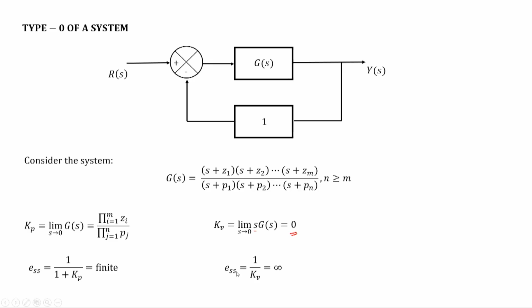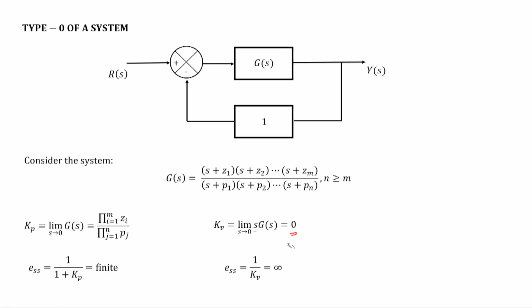For a type 0 system, when you give a step input as reference, it can follow it, but there will be an error between the two. It will not be exactly equal to the reference signal. In case of a ramp reference input, the error is infinity, meaning as t tends to infinity, as time increases, the output will diverge from the reference signal. They will never converge, so the error will keep on increasing.